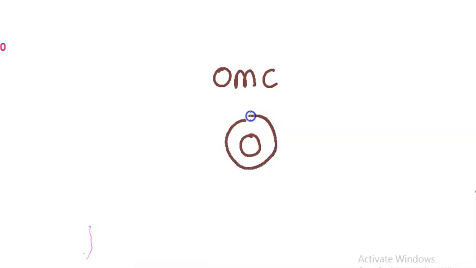Here is another thing which you really need to remember, which is OMC, which is the oocyte, followed by the membrane, which is the zona pellucida, and outside the zona pellucida, the C simply stands for the cell, which is the corona radiata.